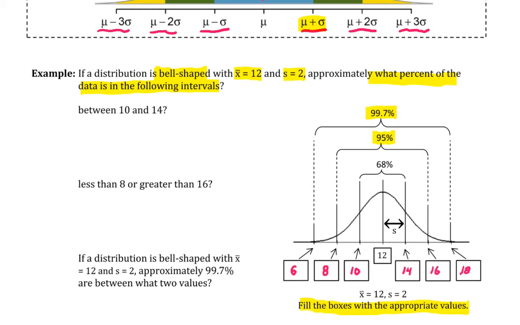Now let's see if we can answer the questions. So approximately, what percent of the data is in the interval between 10 and 14? So notice that 10 and 14 is the interval created by going up and down one standard deviation. And we know there's going to be approximately 68% of the data in this interval by the empirical rule.